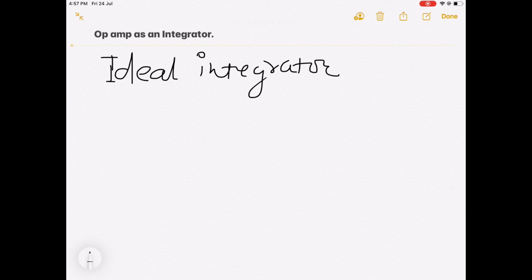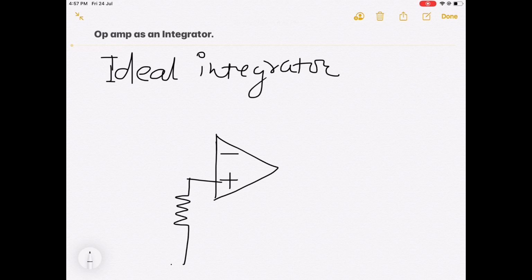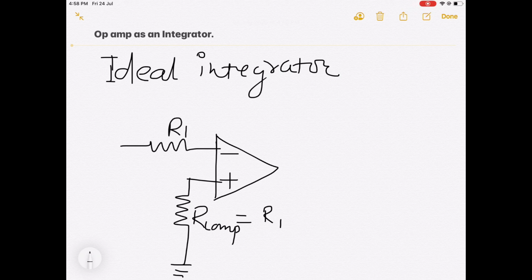So, again op-amp is there, inverting and non-inverting terminal is there. Here you have to connect one resistor which is grounded. So, this is our compensation resistor. R comp means compensation resistor. You can consider it as R1. Keep it as R comp only, but the value will be equal to R1. R comp and R1 both values are same.